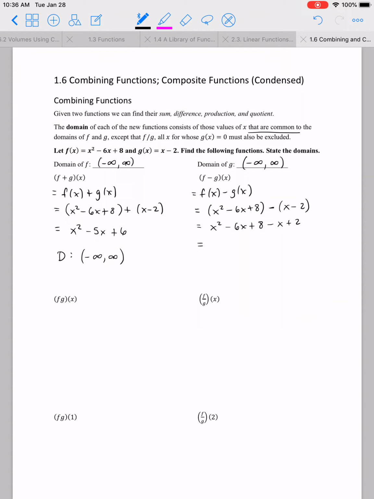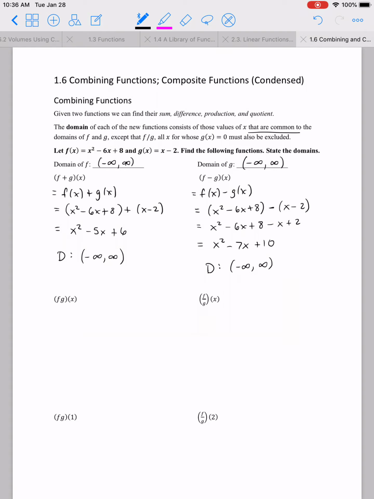And so here we get x squared, the only x squared term. We have a negative 6x and a minus x, that's minus 7x. And then we have a plus 8 and a plus 2, that's a plus 10. And again, for the common domain, we don't have to worry about dividing by 0. These overlap, common, negative infinity to infinity.